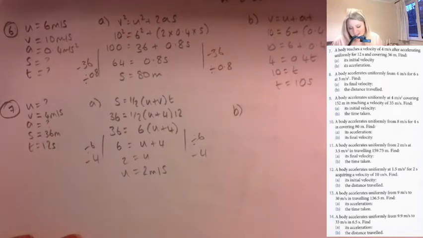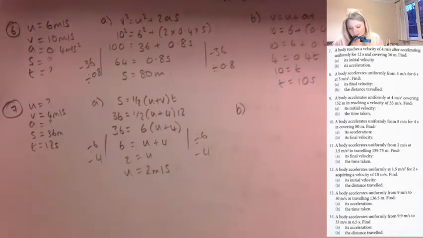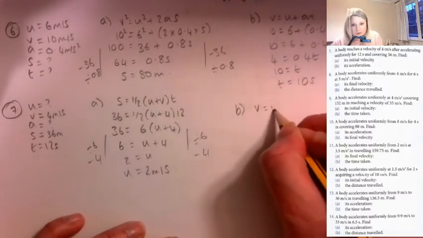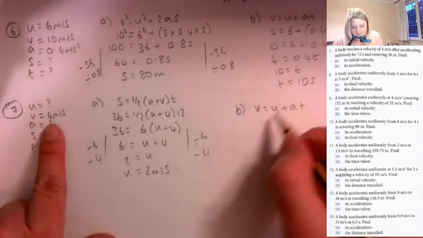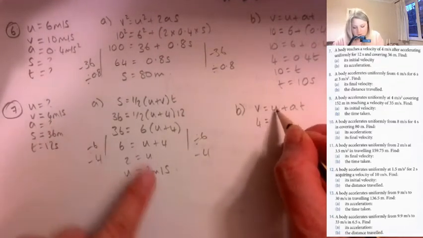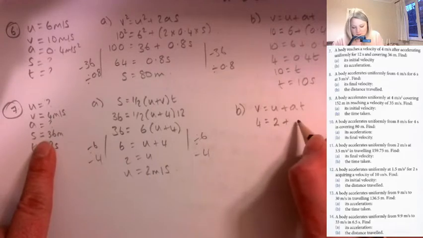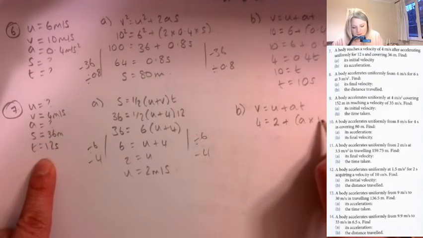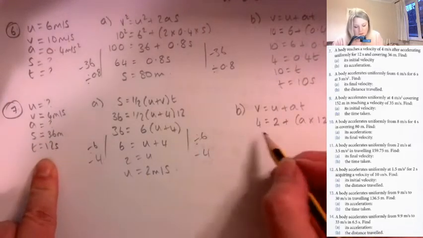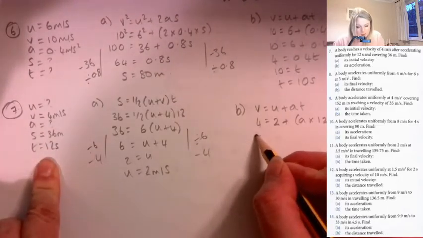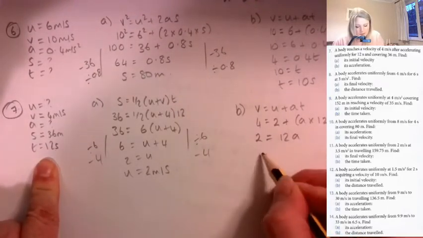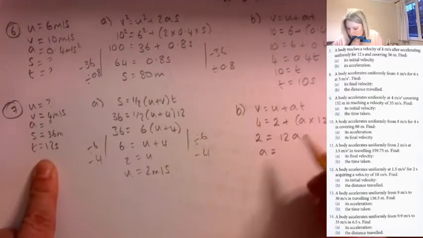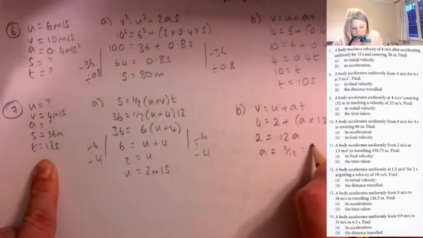So ideally I would be looking there to use V, A, S and T. However, that doesn't exist. So I'm going to use V equals U plus AT. Good old faithful V equals U plus AT. So 4 equals U, which is now 2, plus A multiplied by 12. So take 2 away from both sides. So 4 take away 2 is 2, and then I've left the 12A. Divide by 12, and I get 2/12, which is 1/6.